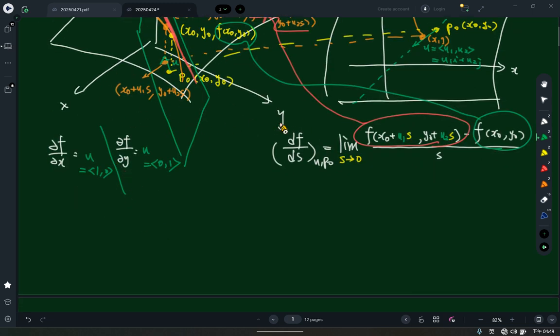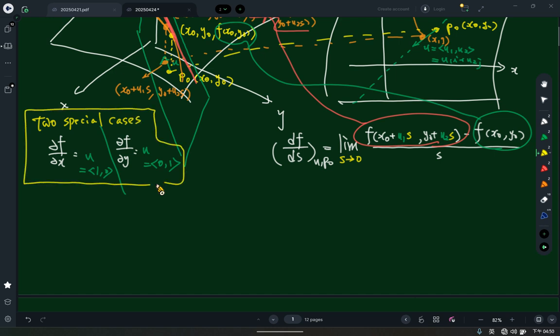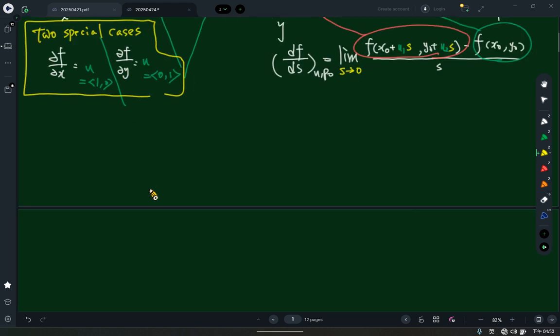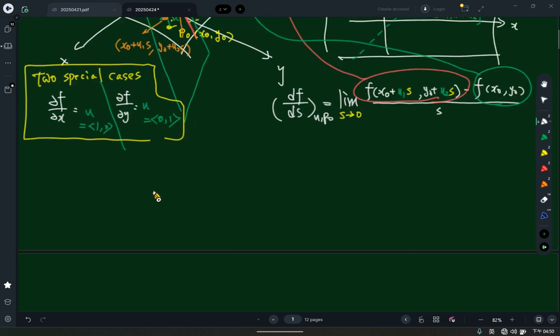So the concept is very important. This is two special cases. Okay, so then we start to see how to calculate this one.